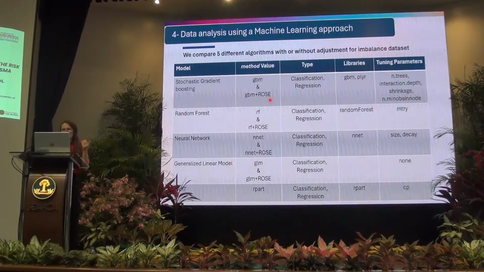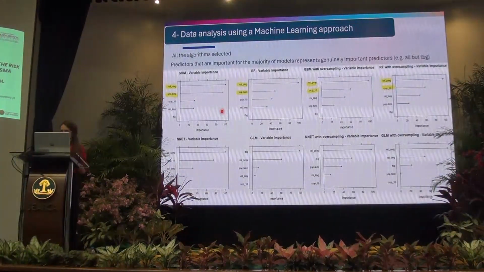So we have, for example, stochastic gradient boosting with and without the correction for the imbalance. We have random forest, which is probably something you are familiar with, with or without correction, and so on. So these are the results. What do you want to do?